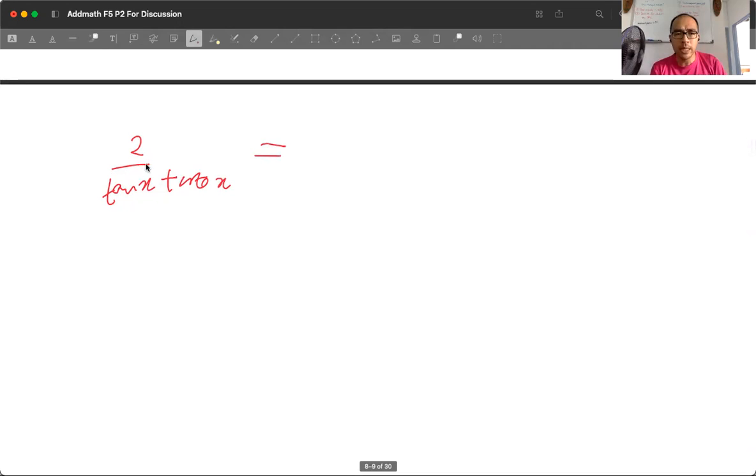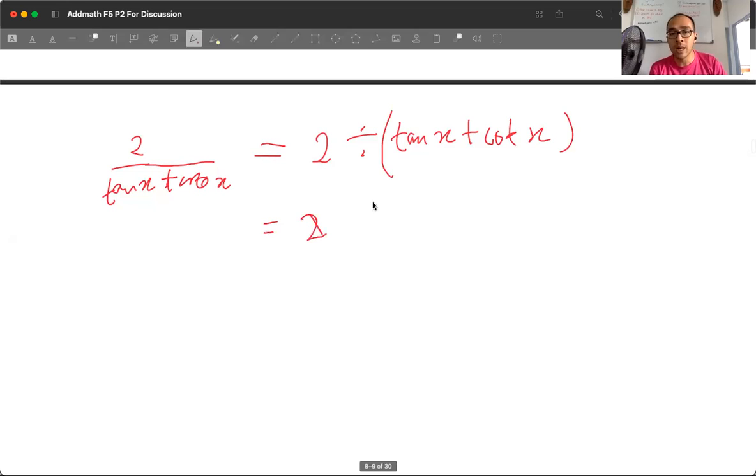Whenever you see an addition in the denominator, it is always better to do this: 2 divided by tangent x plus cotangent x. I like to do this because it makes it easier to see this as one line. Otherwise it will become colored, because tangent and cotangent are related by 1 over. So tangent x plus 1 over cotangent x.